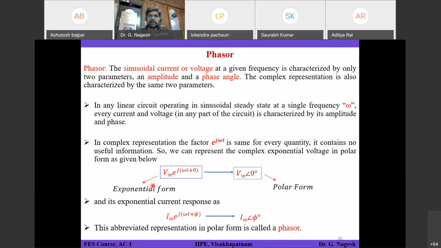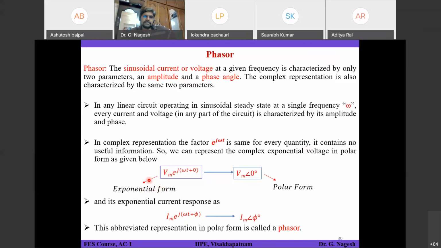So there is no point in writing e power j omega t always when you analyze your circuit. You are simply writing it again and again, that's all. Since e power j omega t is not going to vary, there is no use of writing that in your analysis process. So we'll try to remove it and call that format a polar form. That's what they are saying here.